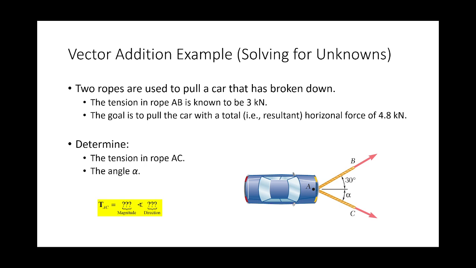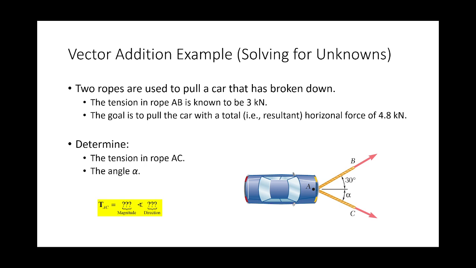So I know I want the resultant to be going that way, and I want the total resultant force to be 4.8 kilonewtons. Maybe you did the math and you figured out it would take 4.8 kilonewtons of force to start moving this car. So you know one rope is yanking this way. How much does this rope need to yank, and at what orientation, so that the resultant is horizontal? Does that make sense?